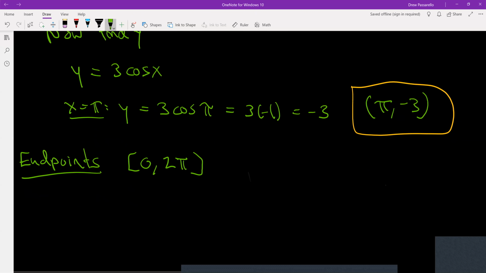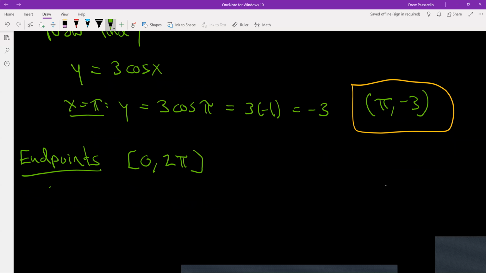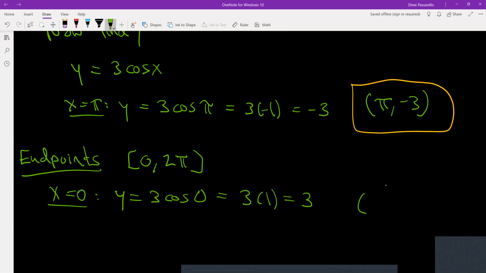All right, so we plug in the endpoint 0. So y equals 3 cosine of 0. Well, cosine of 0 is 1, so that's 3 times 1, which is 3. All right, so that gives us the point 0, 3. And then when you plug in 2 pi, you're going to get the same thing, right? Because 2 pi's complete revolution puts you at the same spot as 0.